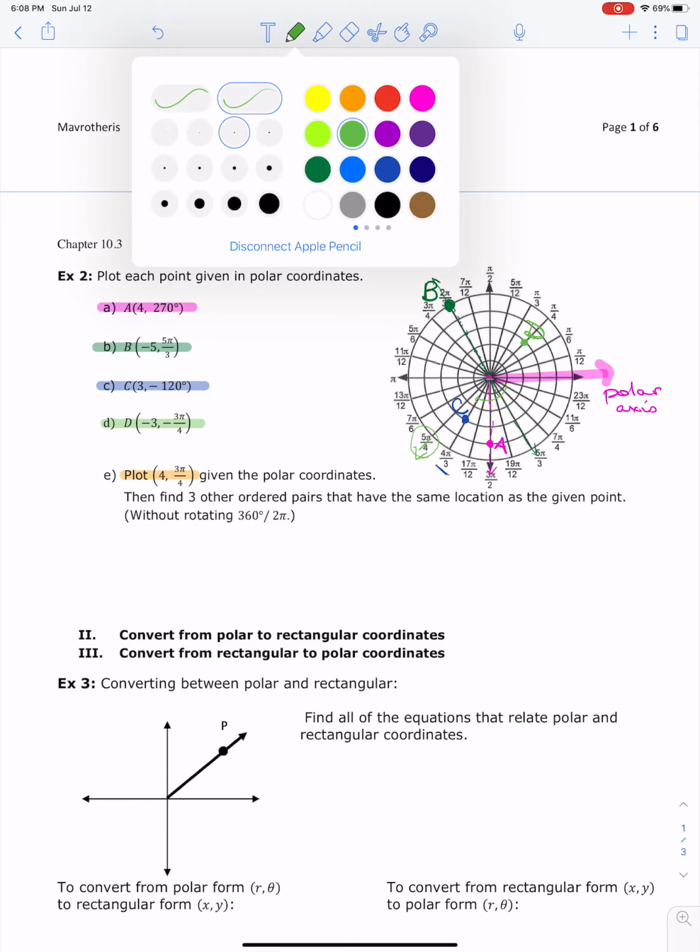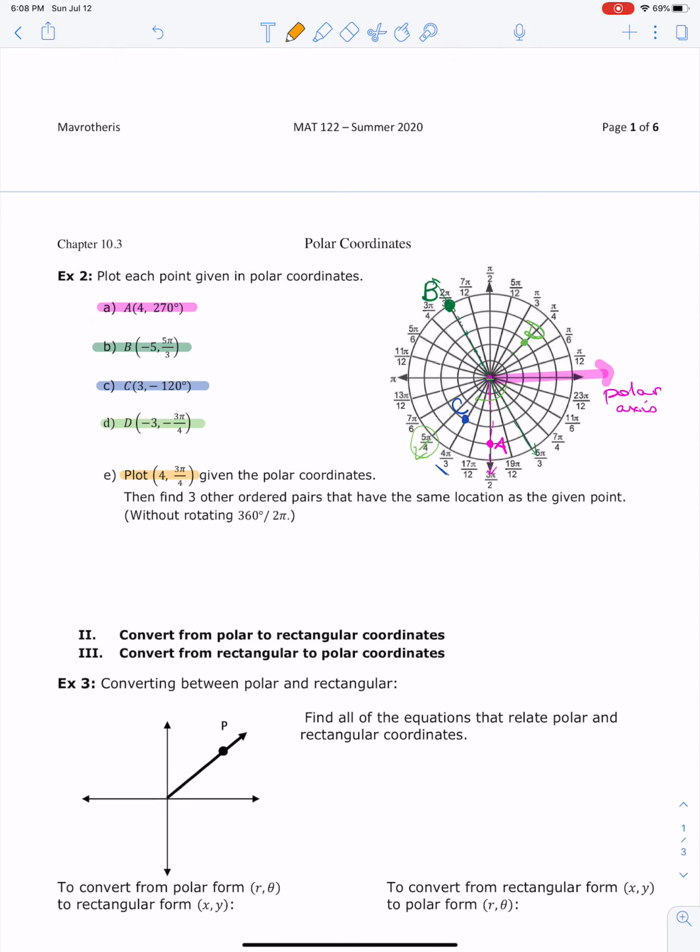Last one, E here. We're going to plot 3 pi over 4. So we're going to start with that. My 3 pi over 4 is right along here. 4 out, so there's 1, 2, 3. There's my 4.